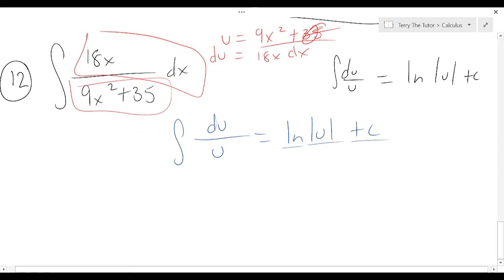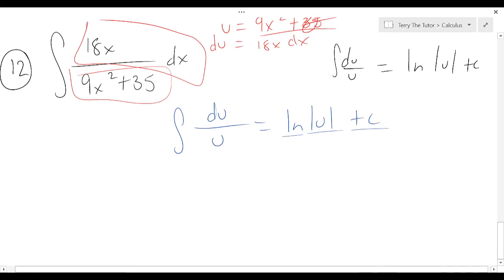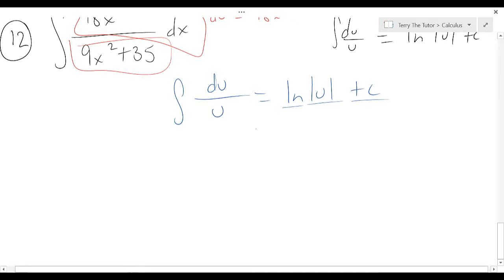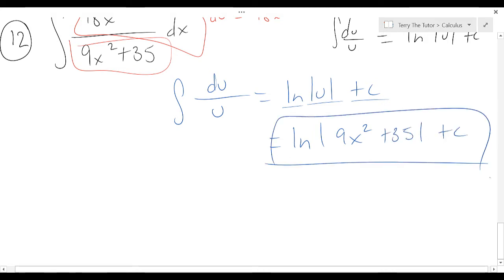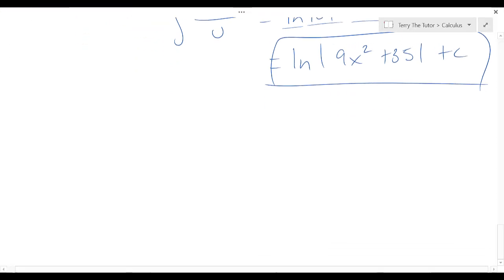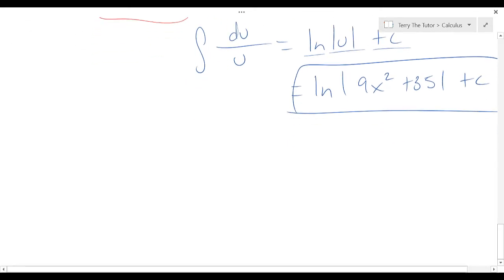My u is 9x squared plus 35. So I've got the natural log of 9x squared plus 35 plus c. And we're done. Awesome. That wasn't so bad. And it gets easier as you are more exposed to it.